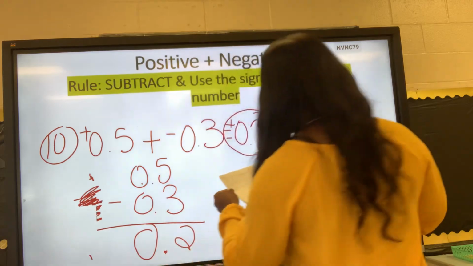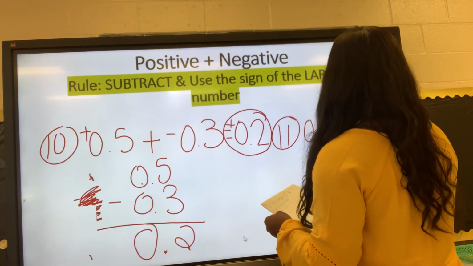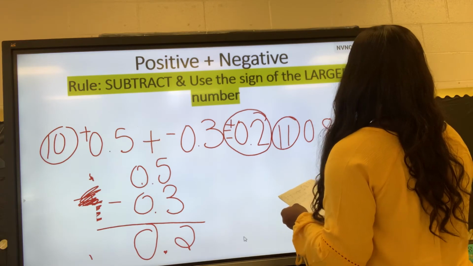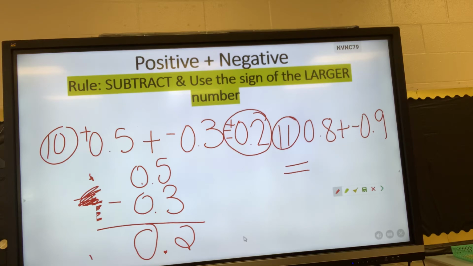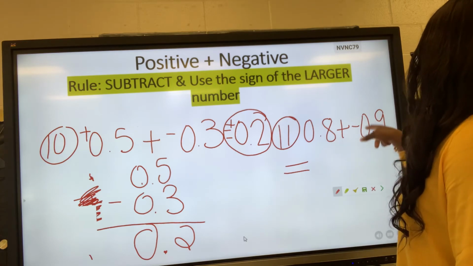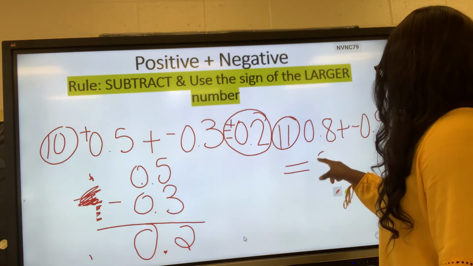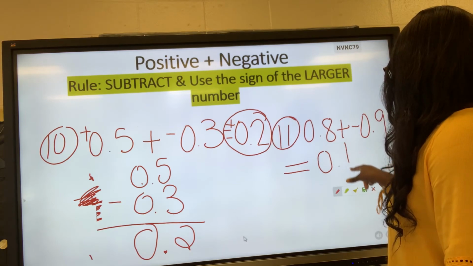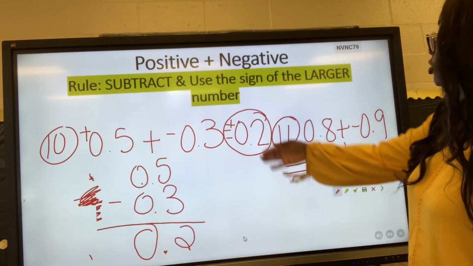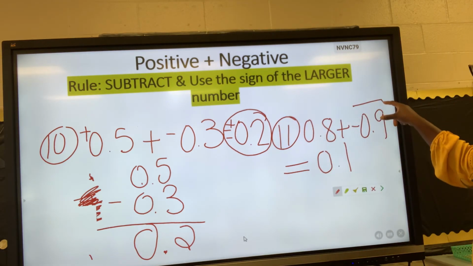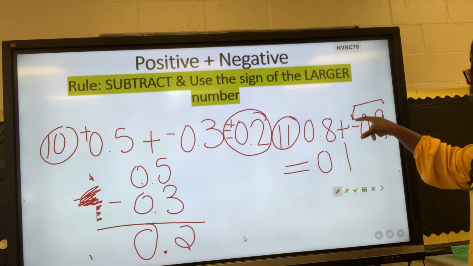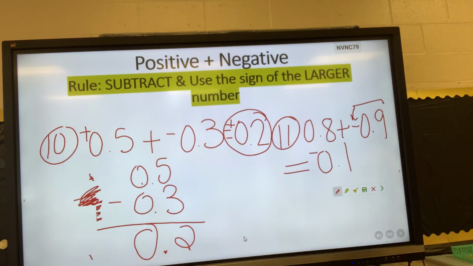All right, let's move on over here to number 11. We have 0.8 plus a -0.9. Okay, for this one, you do it the same way. We know that the first thing you have to do is subtract. When you subtract 0.8 from 0.9, you get 0.1. Now, you use the sign of the larger number. The larger number is 0.9, and it is negative. So you bring down your negative sign, and you have -0.1.